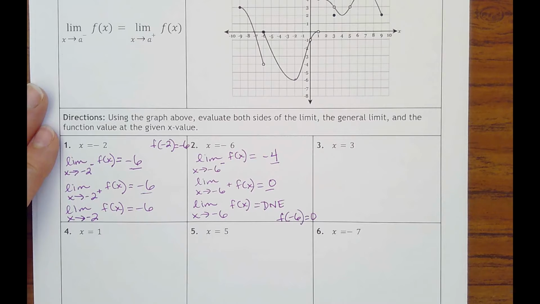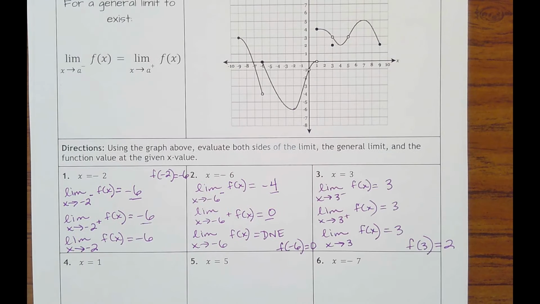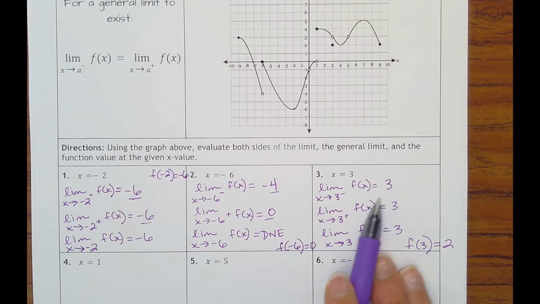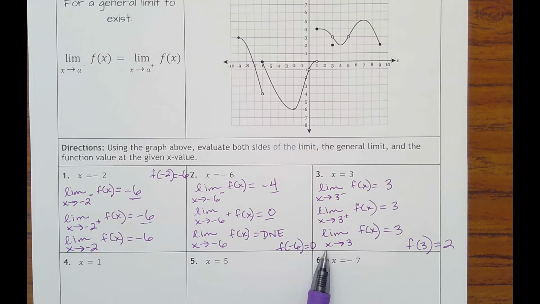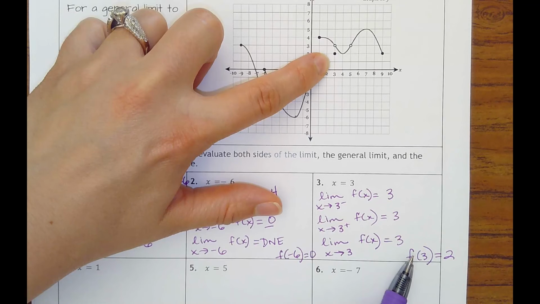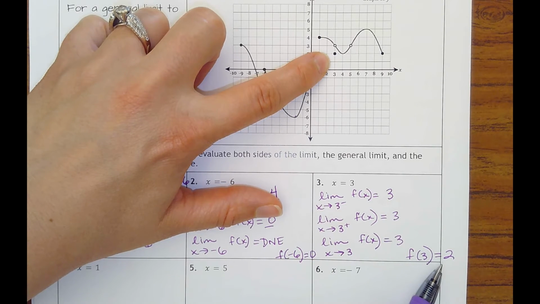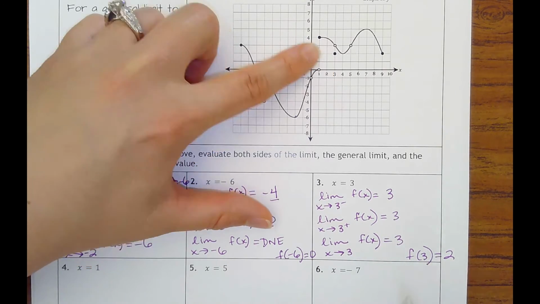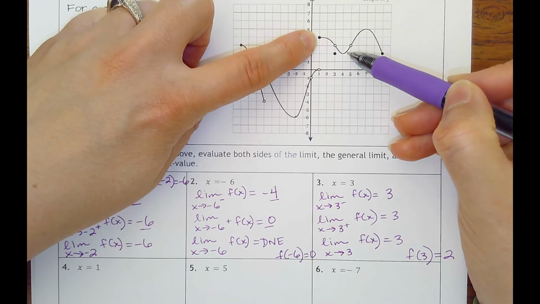I think you're getting it. Go ahead and try number 3. You should have the left-handed limit equals 3, the right-handed limit equals 3, so the general limit equals 3, but f of 3 is not 3 because there was an open circle. The closed point is really at f of 3 equals 2. So again, just because there's a closed point somewhere else doesn't affect the limit. It's the lined part of the function.